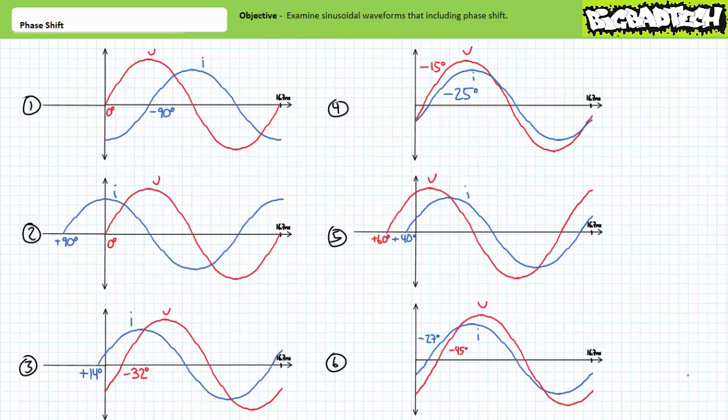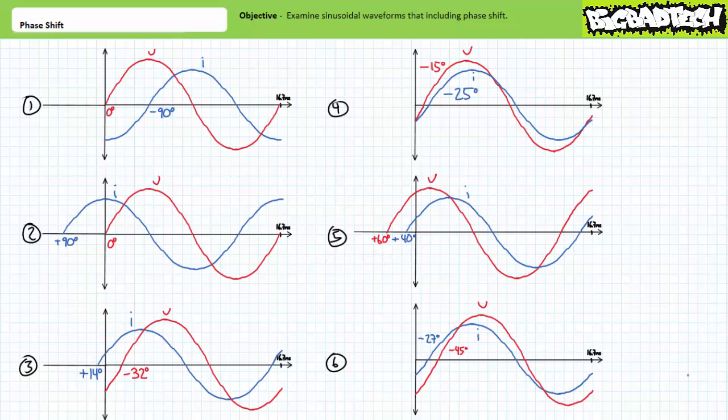For example, problem 4, given the voltage waveform in red has a phase shift of negative 15 degrees, and the current waveform in blue has a phase shift of negative 25 degrees, it can be said that current lags voltage by the absolute difference of 10 degrees. For example, problem 5, given the voltage waveform in red has a phase shift of positive 60 degrees, and the current waveform in blue has a phase shift of positive 40 degrees, it can be said that current lags voltage by the absolute difference of 20 degrees.